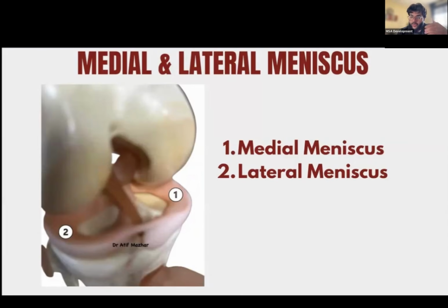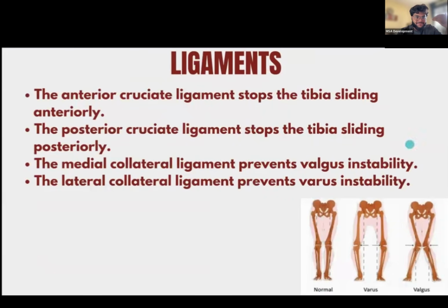The more commonly injured between the lateral and medial menisci, again, remember, is the medial meniscus. You could think of it this way: it's more commonly injured because it's much less mobile compared to the lateral meniscus. So again, a summary of the four ligaments that I just talked about.